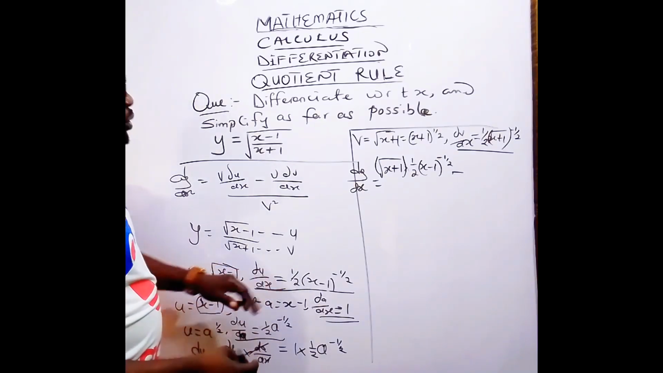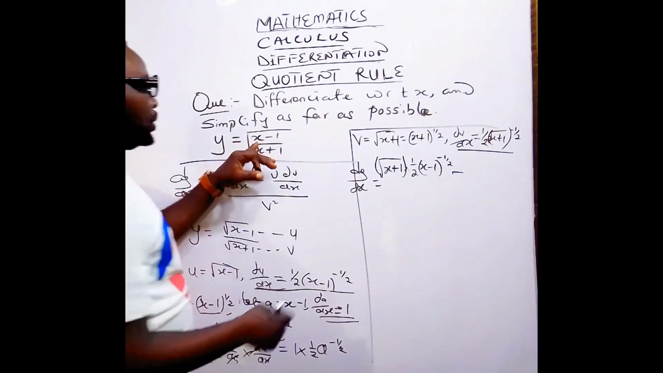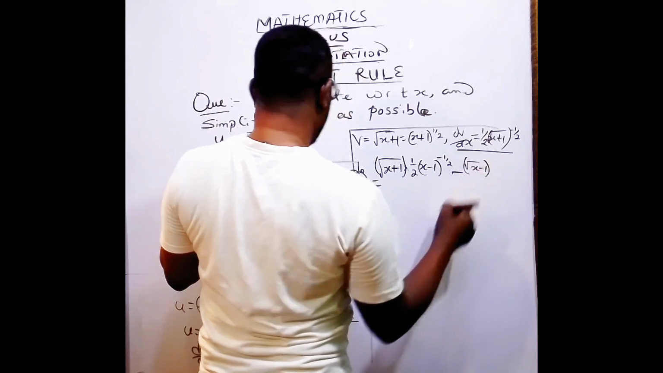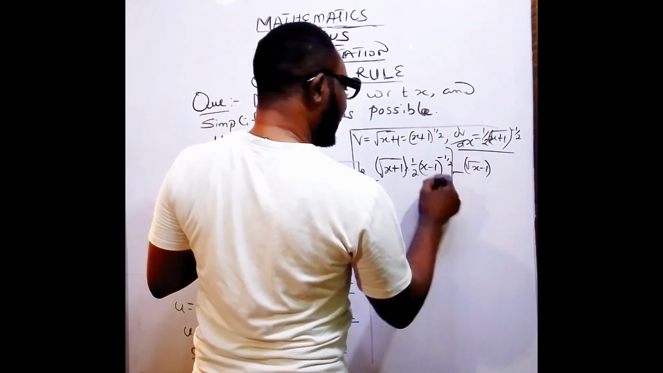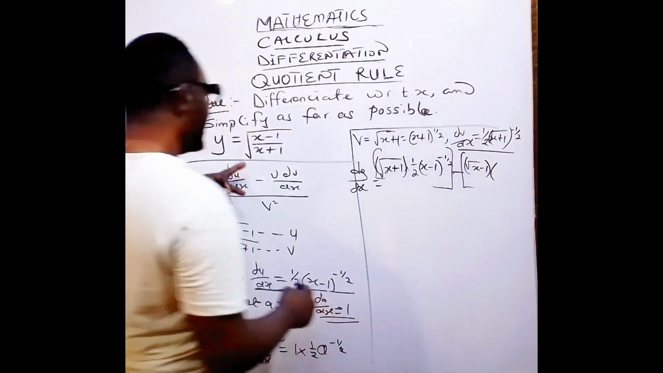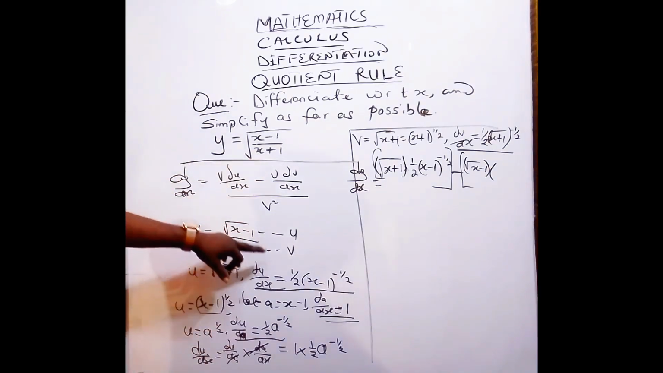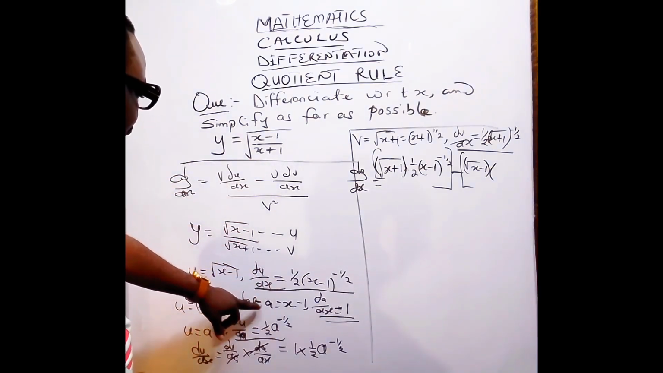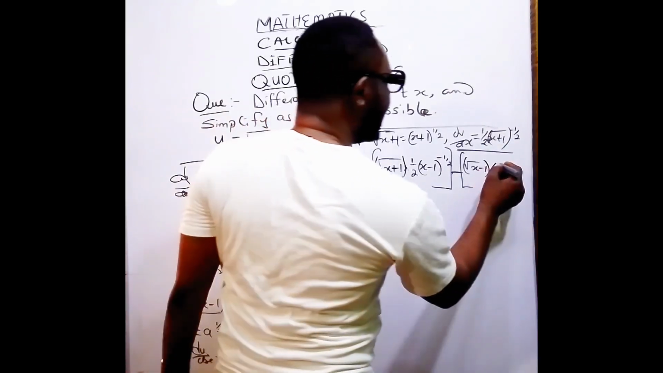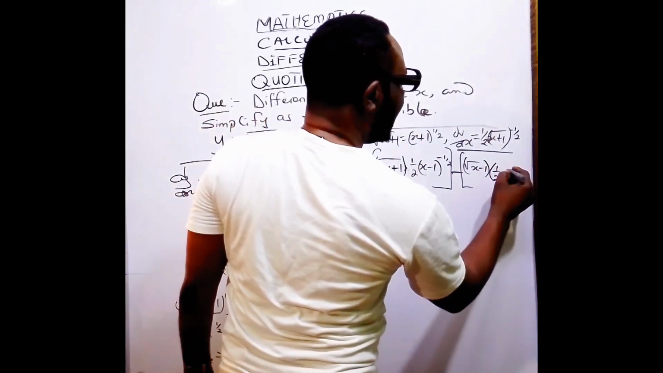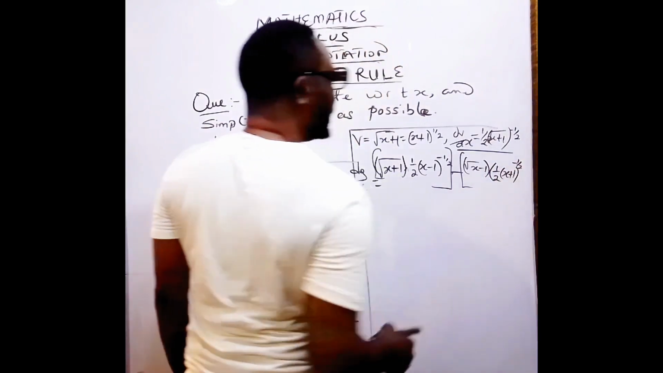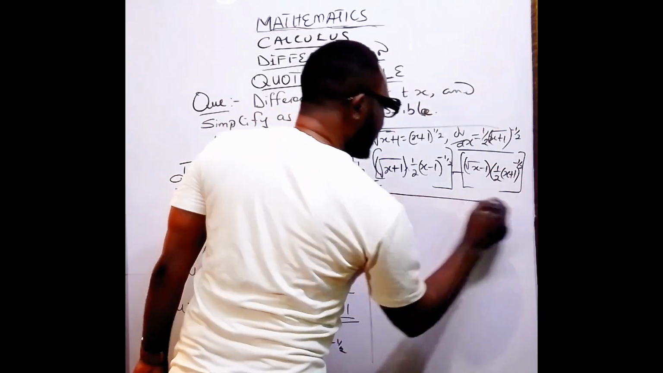Minus u. What's the value of my u? That's root x minus 1. Root x minus 1 multiplied by what again? Put everything here in one bracket like this. Multiply by what? The v dx. The v dx is equal to what? Is equal to half x plus 1, put in the bracket, by minus half. Then all over v squared.